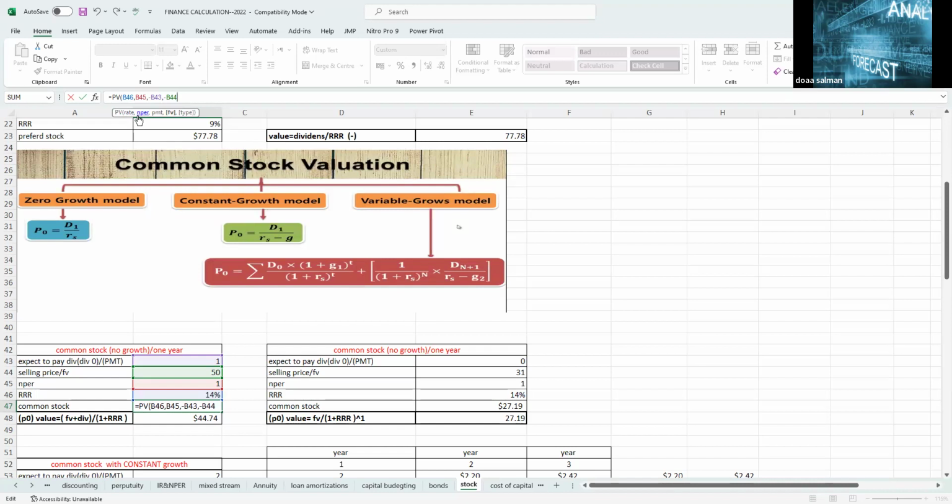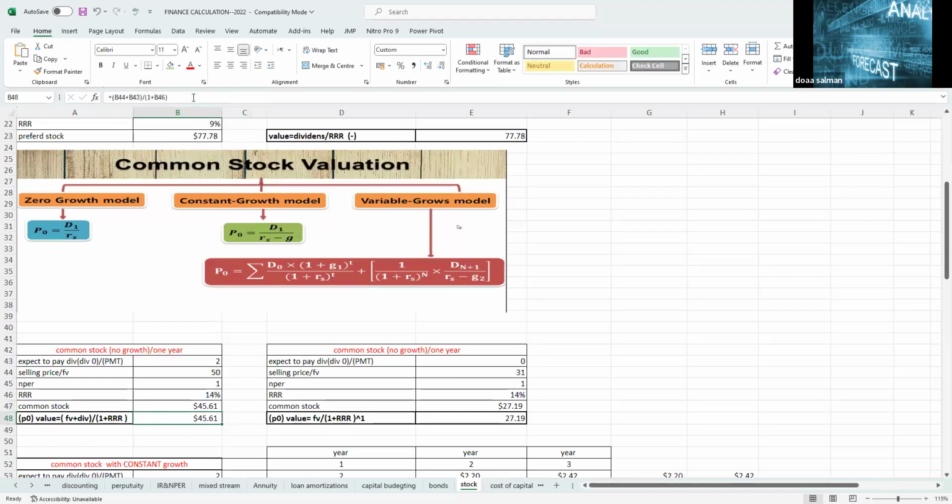I'm going to keep it just for 1 year. And the PMT, which is $1, simply $1 I'm going to have. And the future value of the selling of the stock, which is the 50 that I'm going to have. So if I have it this way, let's say the dividend of the stock is 2, and then I'm going to plug in to find the present value. So this is a simple way.